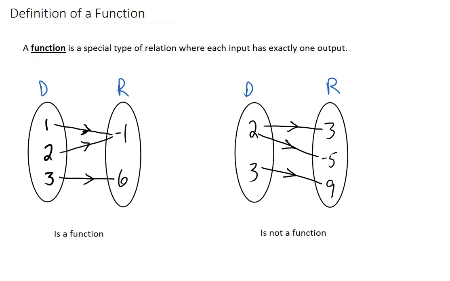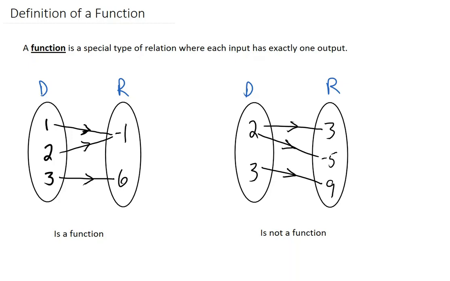In this video, we're going to talk about the definition of a function and also how that plays out with different types of functions. So the definition of a function is that it's a special type of relation where each input has exactly one output. The best way to start to wrap your brain around what that definition means is to look at some examples.